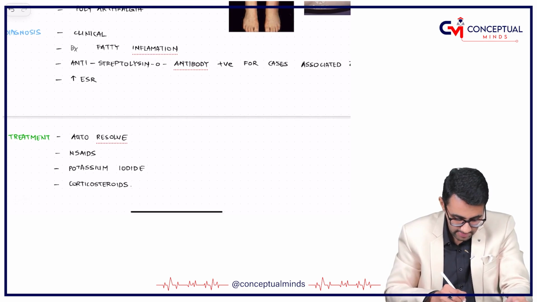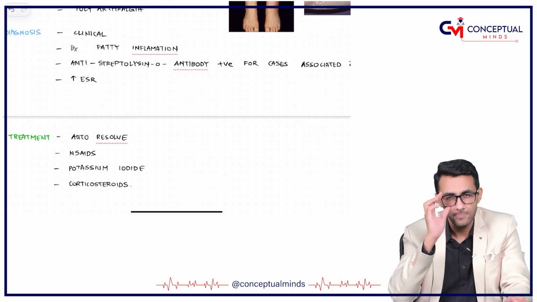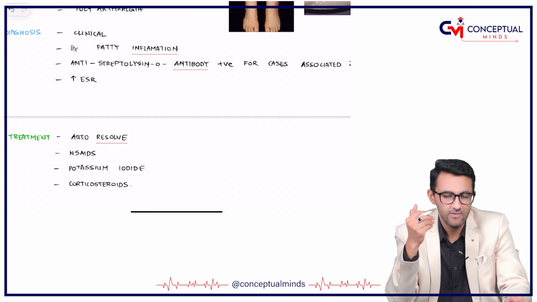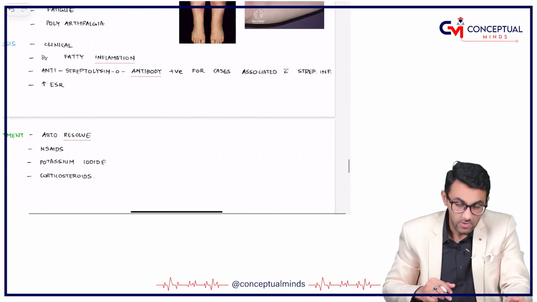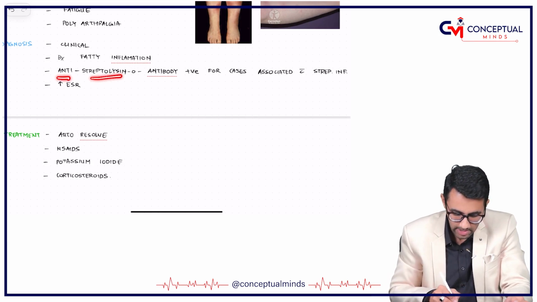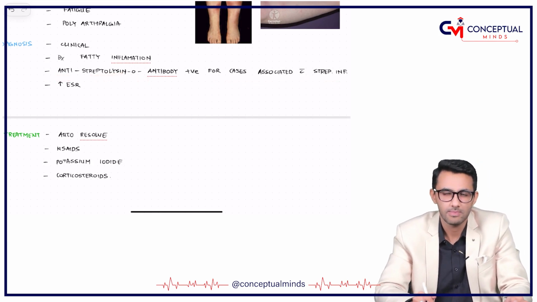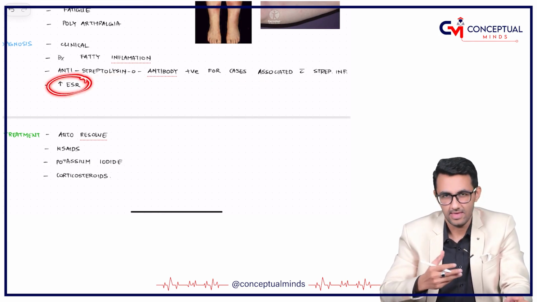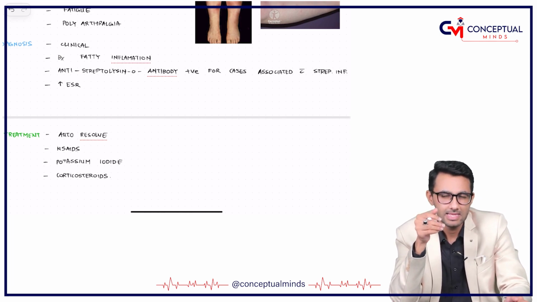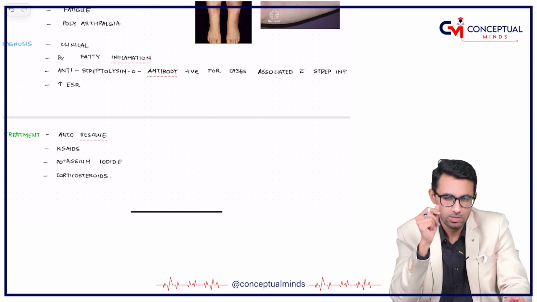One of the possible causes was streptococcal pharyngitis infection, so if we find antibodies against it, we could come to the diagnosis easily. Anti-streptolysin O antibody is positive in cases associated with streptococcal infection. ESR is increased whenever there is inflammation in our body. The erythrocyte sedimentation rate would be increased.